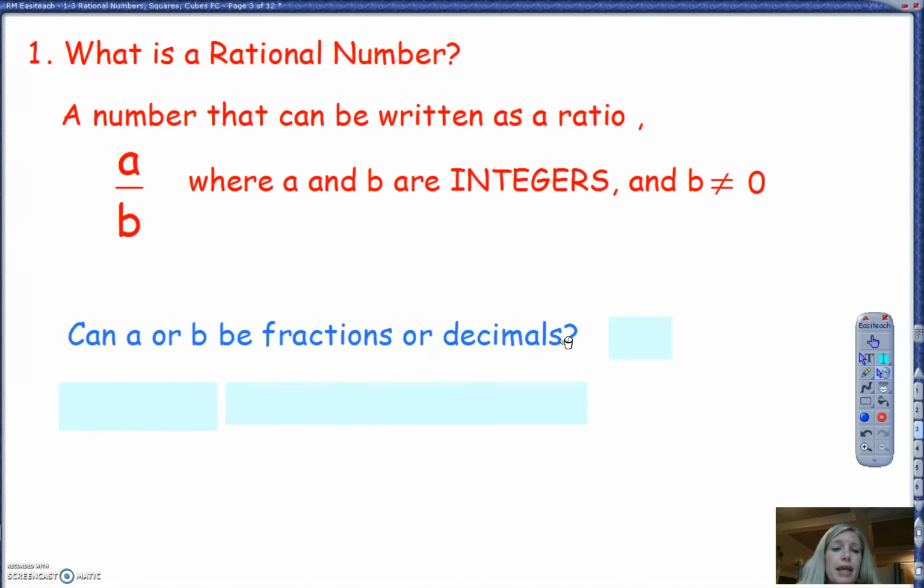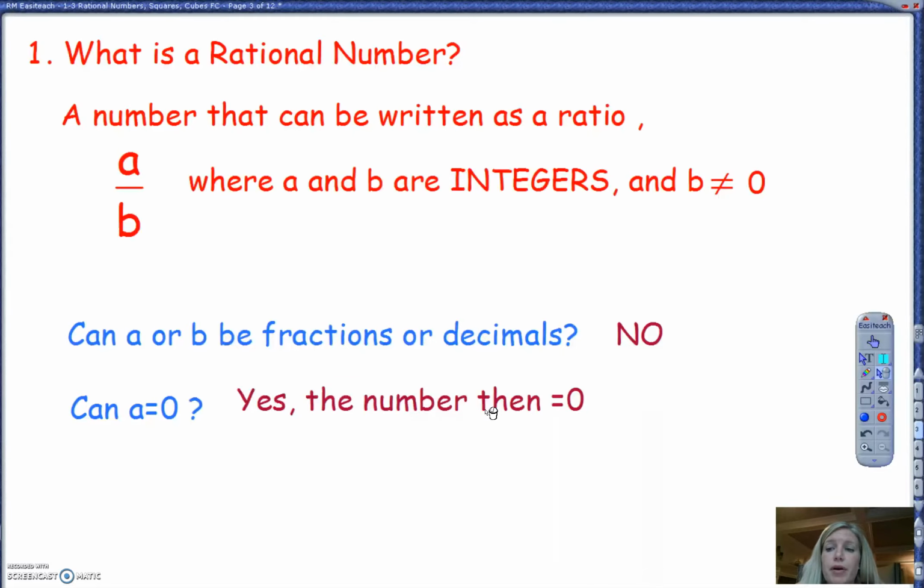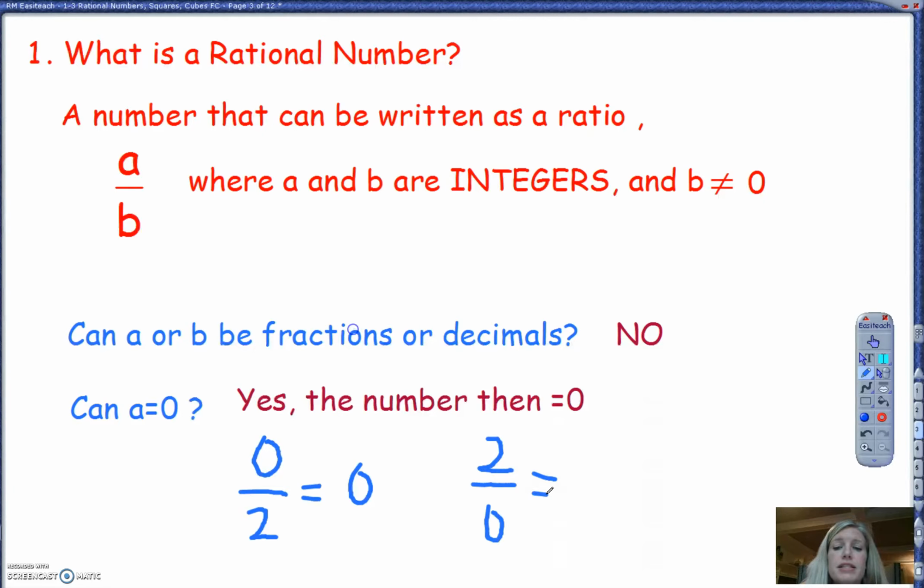Okay, so can a or b be fractions or decimals? Inside your fraction, can you have fractions or decimals? The answer is no. Also, can a equal 0? Can the numerator, our top number, can that be 0? Well, if you think about it, if 0 is on the top of a numerator, top of a fraction, that just means it equals 0. When you have a fraction, if you have 0 over 2, that just means 0. So if 0 is in the numerator on top of a fraction, it just equals 0. However, if 0 is on the bottom, if it was 2 over 0, this is a number that is undefined. We do not have a definition for it.